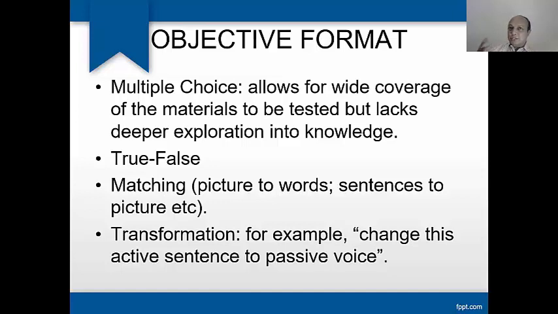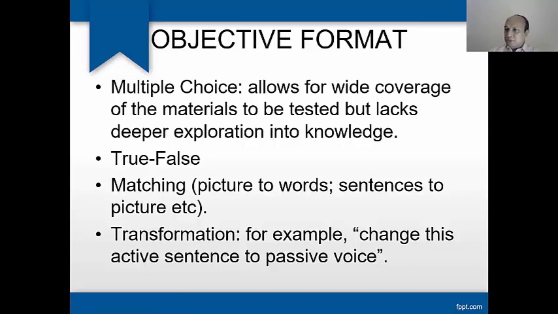Yeah, so it's called objective because here you just, as a test taker, focus on the answers as the objects. You do not rely on your subjective opinion. Okay, that's objective format. In objective format, you usually have multiple choice. I think you are very familiar with multiple choice.